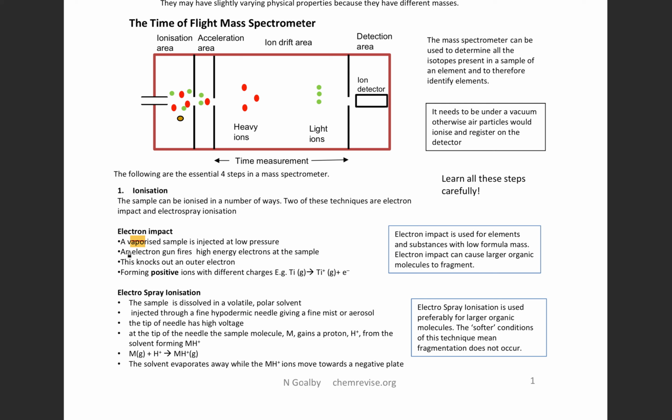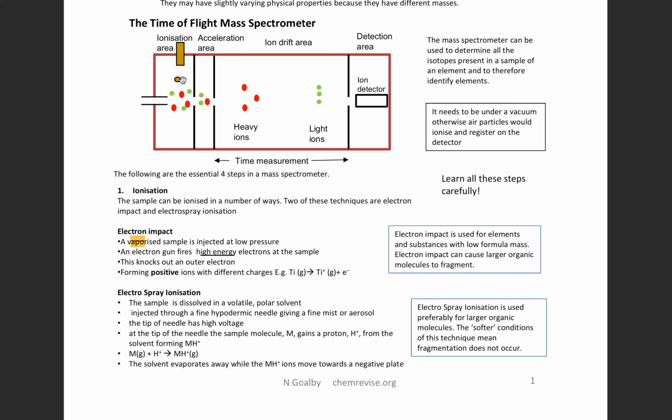So an electron gun fires high energy electrons at the sample. They're not really showing where your electron gun would be, which is a bit annoying. So if you can just imagine that the electron gun might be here, let's just say that's your electron gun, and this electron gun is actually firing high energy electrons at the sample.